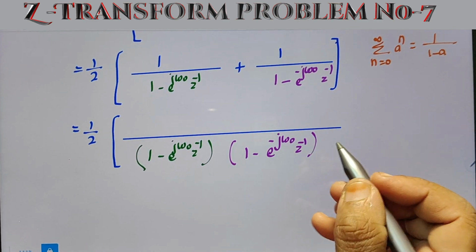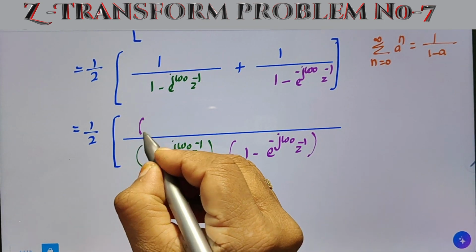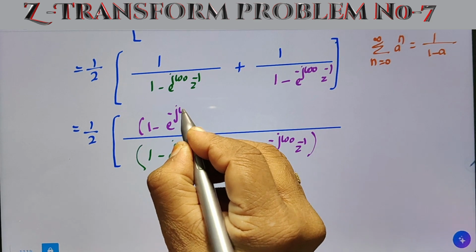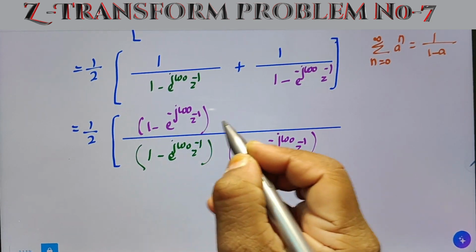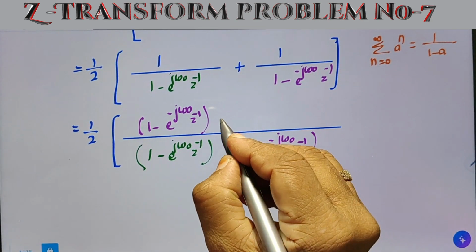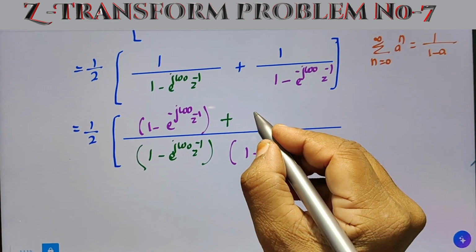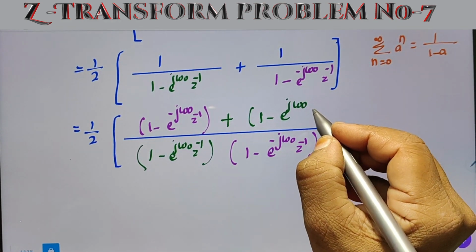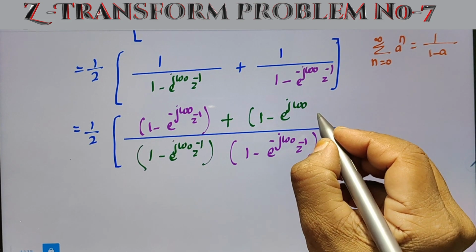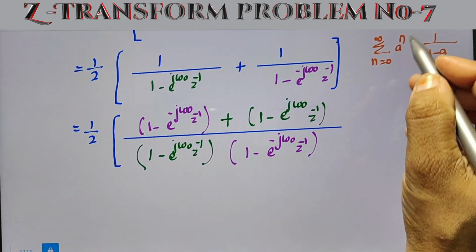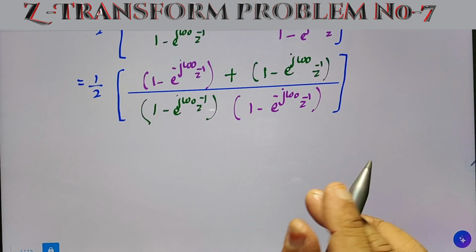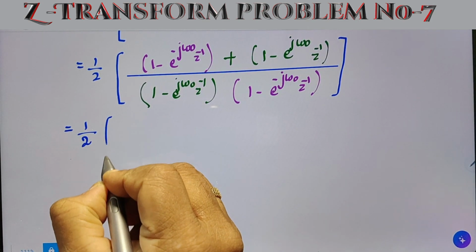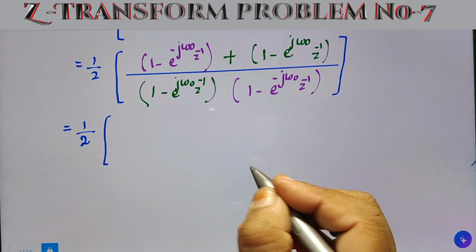Okay, next cross multiplication. Here 1 minus e power minus j omega naught into z power minus 1. Next, the second term, in between plus: so plus bracket 1 minus e power plus j omega naught into z power minus 1. Then close the bracket. Here also close the bracket. For the next step, ordinary simplification. So 1 by 2, open the bracket, here the denominator term.